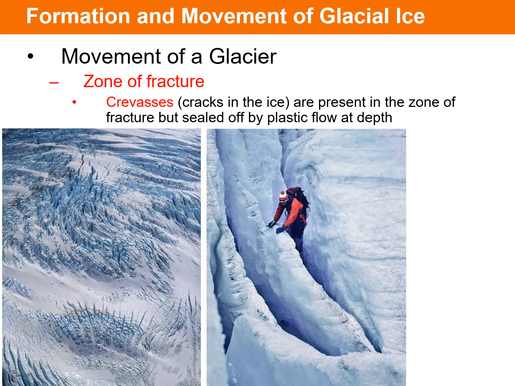So let's look at the zone of fracture in a little bit greater detail, because the zone of fracture, after all, is really what we see when we look at a glacier, because we're looking at the glacier's surface. So some of these fractures in the ice are known as crevasses, and they're present in the zone of fracture, but sealed off by plastic flow at depth. So, if one were to fall into a crevasse, you don't come out at the bottom of the glacier, you actually get trapped deep within the glacier, in the zone of plastic flow. Pretty scary. So if you're ever hiking around a glacier, please be careful.